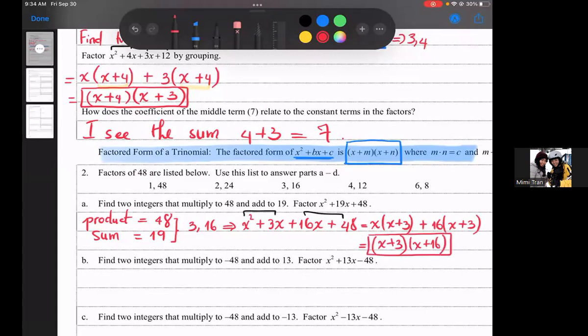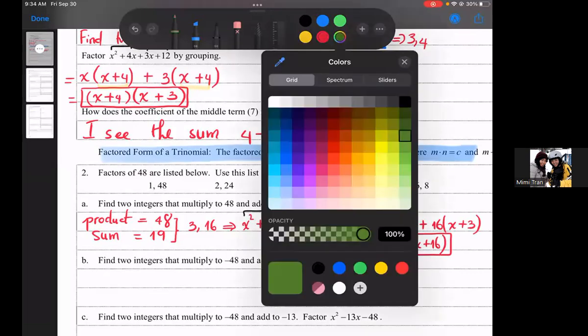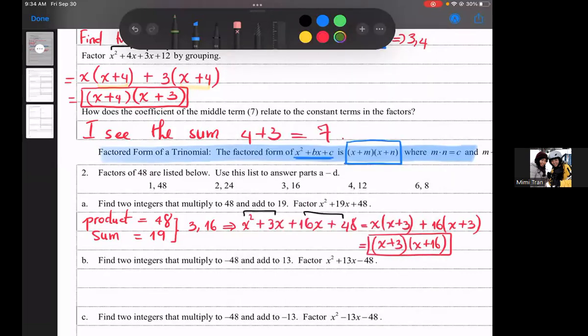All right. This is called the AC method. I'm going to write it in dark green here. The method I'm using right now, find the product and sum, then split the middle number and then group, is called the AC method. I'll tell you why it's AC.